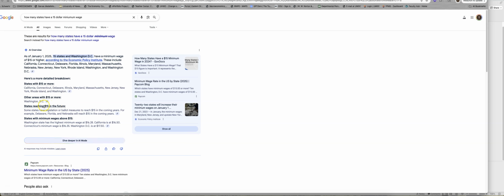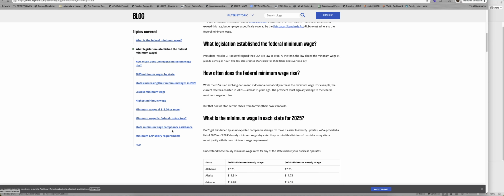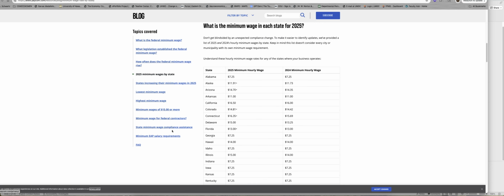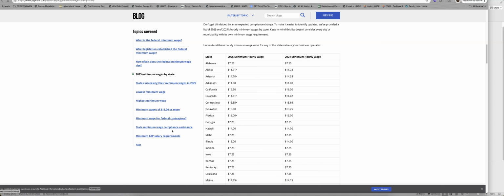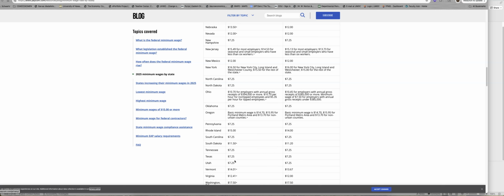Sorry, I'm just trying to really quickly look here. I wanted to see how many exactly have 15. But even if we just look at this, this is just a table of all of them. Arkansas, 11. California, 16.50. Here we go, $15, $13, $14, $15. Then you have a bunch at the federal minimum wage of $7.25. Here's my issue: these are just randomly being determined. They have no connection to what it takes for a person to live at that kind of wage.